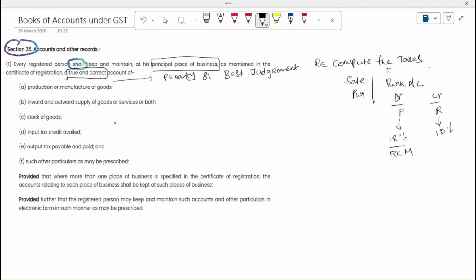Why? There is a reverse charge mechanism for a builder, the construction industry. So in case you fail to maintain true and correct books of accounts, then the officer will try to adopt best judgment for the purpose of assessing your computation of taxes. This is your starting point, which we need to understand. Coming further.